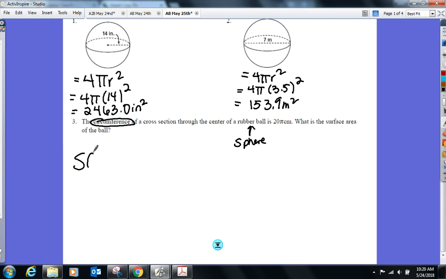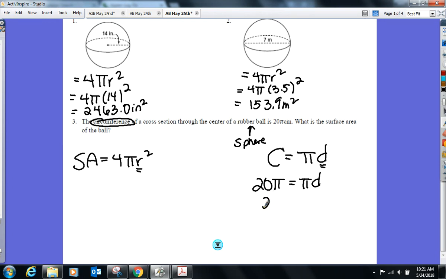So if we look back at our surface area formula, 4 pi r squared, the only value I need is the radius. Can I get that using circumference? You're darn right I can. If you remember the circumference formula, it was pi d. So if I can solve for d and then cut that in half, I can plug that in for the radius. So my circumference again, 20 pi, I plug that in for c, equals pi d. As we've talked in the past, we have pi's on both sides. They will cancel each other out. So 20 is equal to your diameter length. So the radius length will be 10.